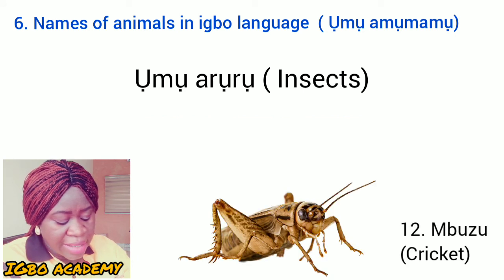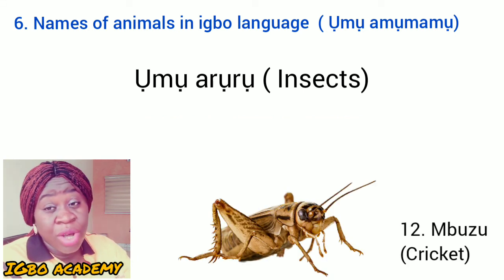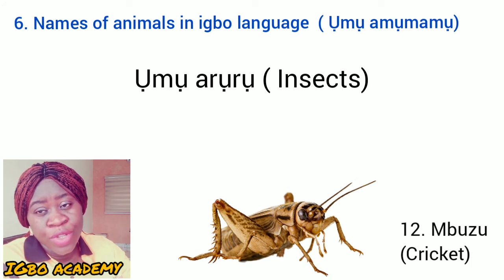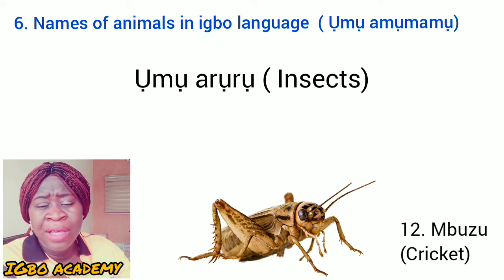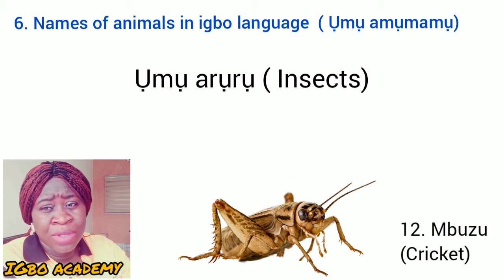The cricket is called mbuzu. Mbuzu is standard Igbo, but in my language, in Nsukka, I'm from Nsukka, we call it abuzu. I know many people have many names to call it, but the standard Igbo is mbuzu.